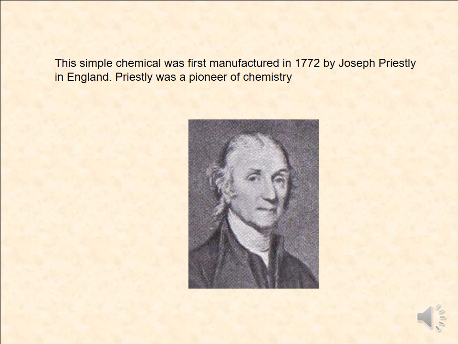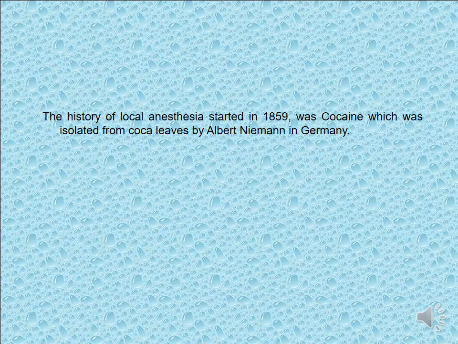The short history about the anesthesia. This simple chemical was first manufactured in 1772 by Joseph Priestley in England. Priestley was a pioneer of chemistry وكيميائي اكتشف الchemical structure within the body.